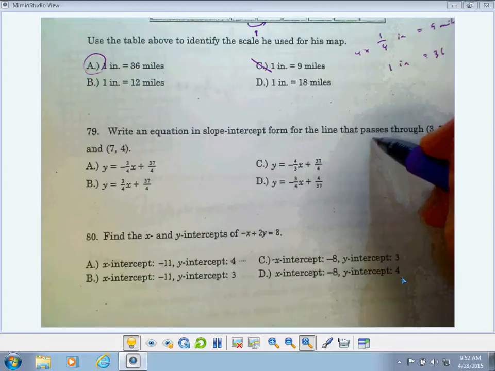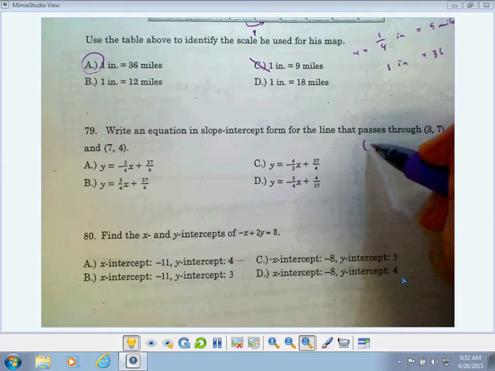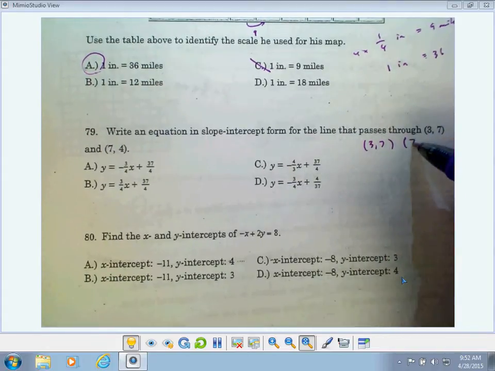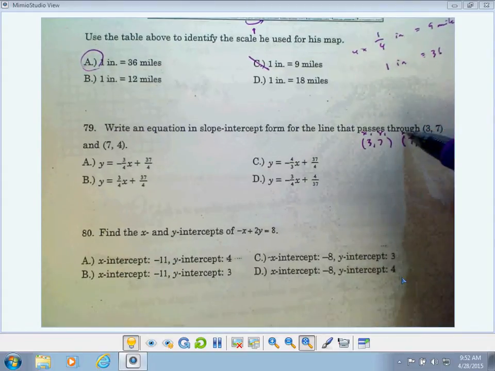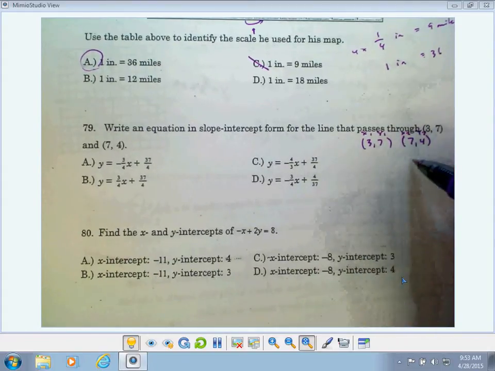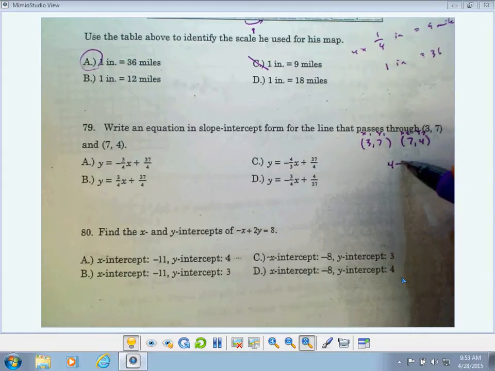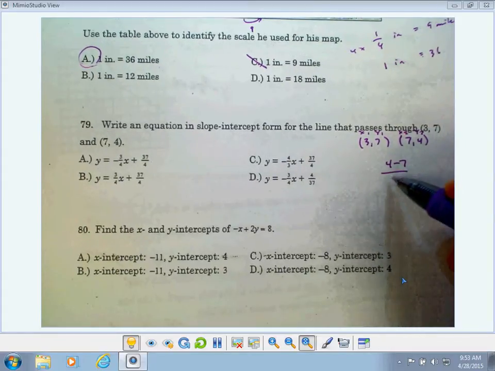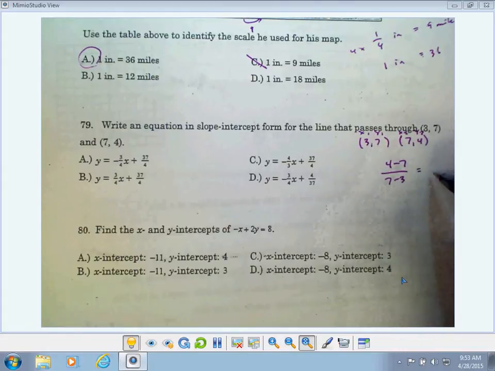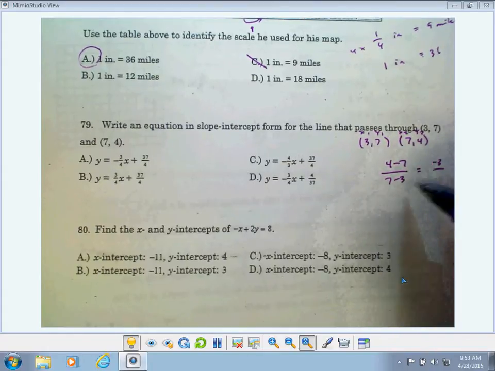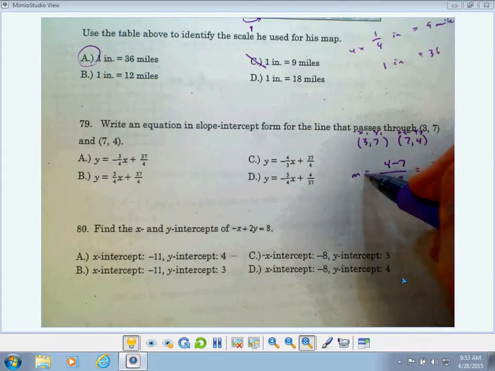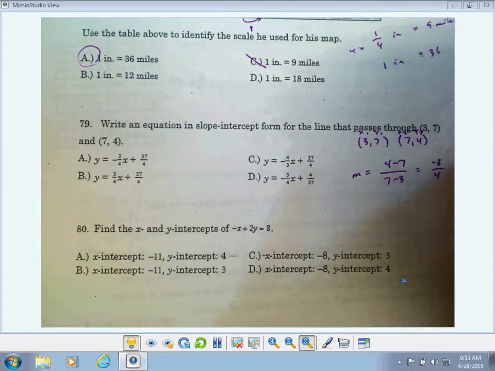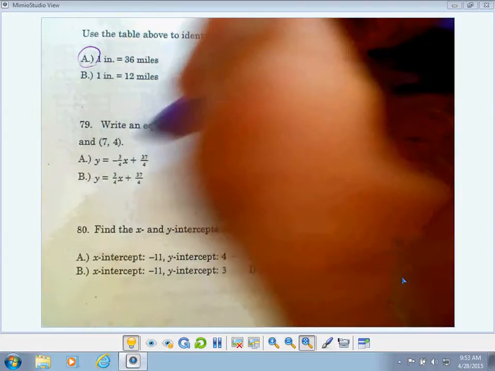So the first thing we want to do is with our 2 points, (3, 7) and (7, 4), we'll do the slope formula, x1, y1, x2, y2. Slope formula says y2 minus y1, so 4 minus 7 over x2 minus x1, 7 minus 3. 4 minus 7 is -3, 7 minus 3 is 4. So our slope is -3 over 4, which means we can eliminate C and B.